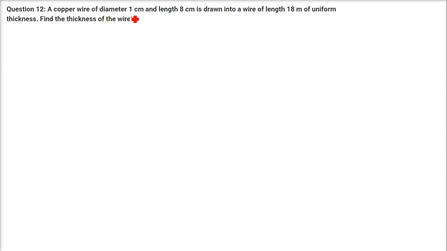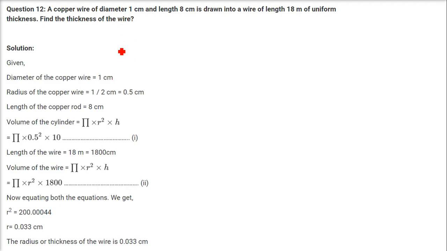A copper wire of diameter 1 cm and length 8 cm is drawn into a wire of length 18 meter of uniform thickness. Find the thickness of the wire. So here two same shapes are there. So one shape is converted into the second shape. So we have a copper wire. Now this has a diameter of 1 cm. And if you see, this is 18 meters. So the units have to be changed. So let it be in centimeter.